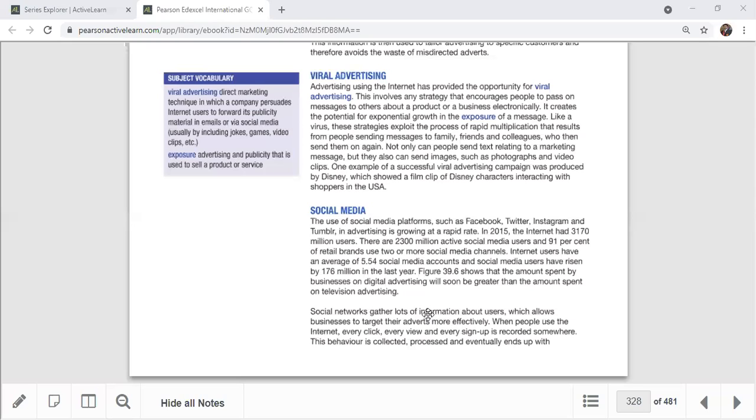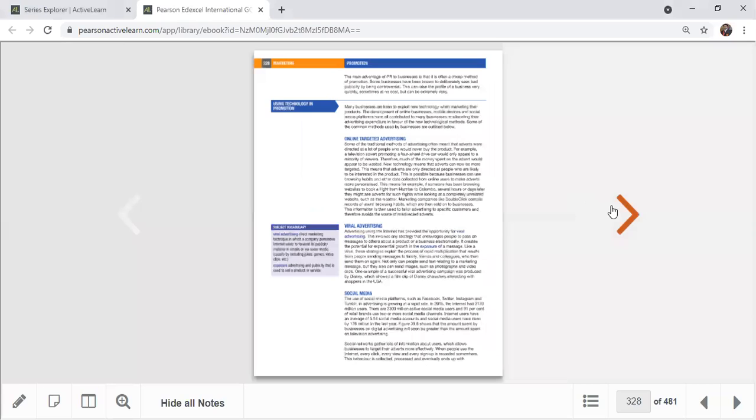It is very important to have a good social media platform because it connects people from all around the world, and spending by business on digital advertising will soon be greater than the amount spent on television advertising. And when people use the internet, every click, every view, every sign up is recorded somewhere. So the behavior is collected and processed, and eventually ends up with social media. It's a really popular method of marketing also.